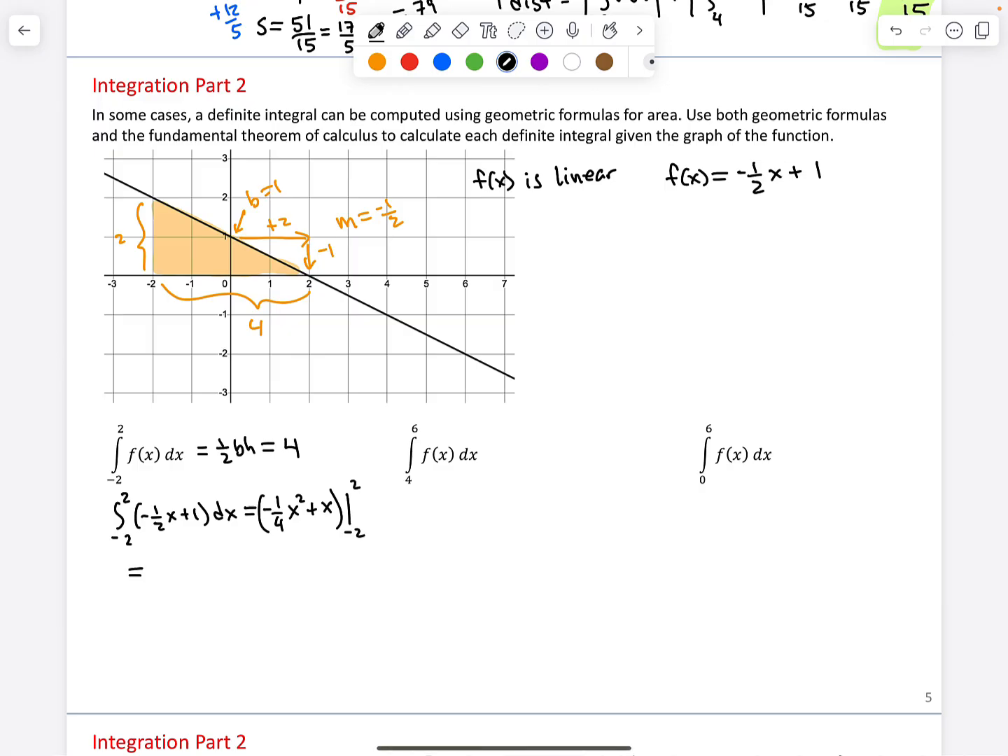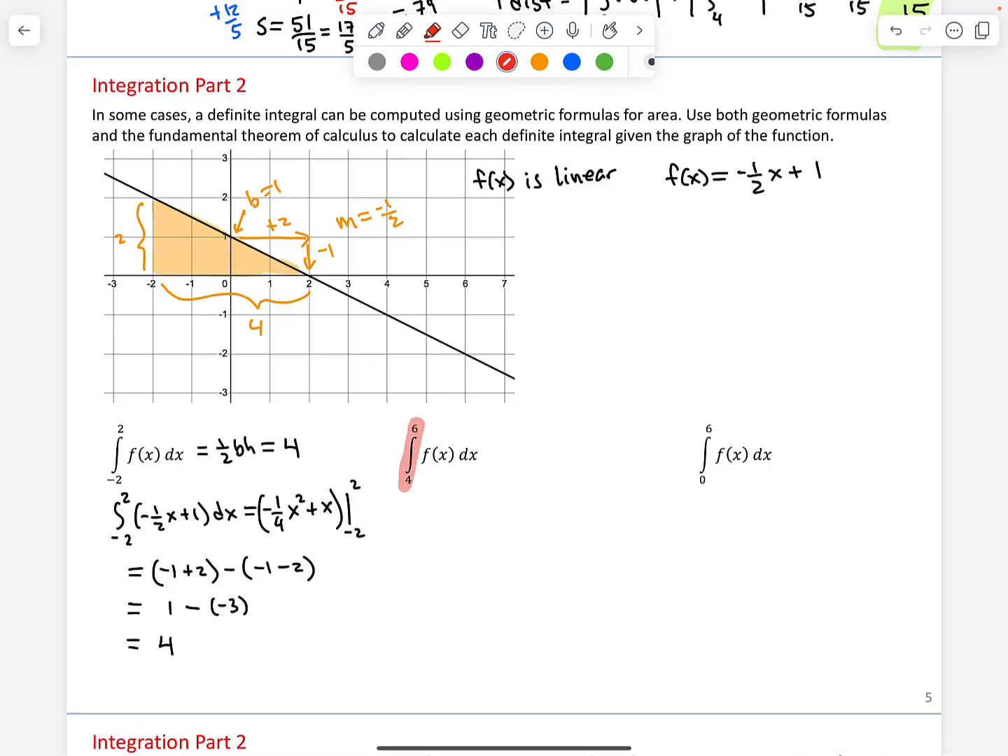Plug in a 2 first. We get 2 squared over 4, so we have a -1, and then plus a 2. Put that in parentheses, subtract, start parentheses, and now plug in -2. Well, -2 squared is still positive 4, so I get a -1 still, but then minus a 2. So we get a positive 1 in the first parentheses minus a -3 in the second parentheses, and so we get a final result of 4, confirming our answer we got via the area formula for a triangle.